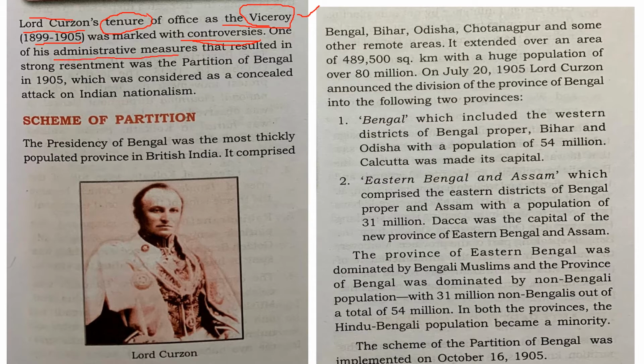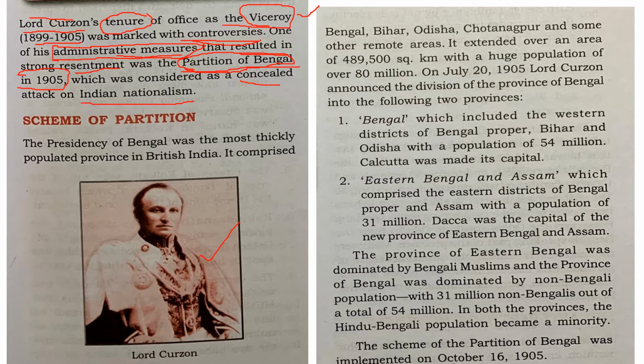One of his administrative measures that resulted in strong resentment was the partition of Bengal in 1905. If we have to name one of the controversial decisions taken by Lord Curzon, you can see him in the picture. Just in the name of ease of administration, he took a very big administrative step in Indian history. What was it? The partition of Bengal. Who did it? Lord Curzon. And this was perceived as an attack on Indian nationalism.